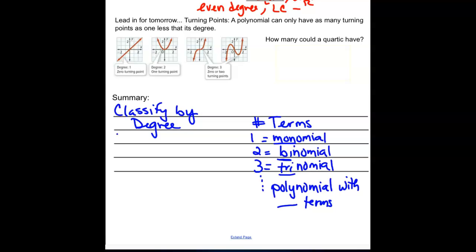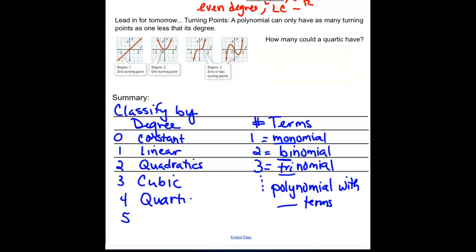For degree, we have more options here. Degree 0 is called a constant. That means there's no variable. It's just a plain number. Degree 1 is linear. It's going to look like a line. Degree 2 is our quadratics, all of our parabolas. Degree 3 is a cubic. Degree 4 is quartic, like our example above. And degree 5 is quintic. And I doubt you'll see anything higher than that in this class.